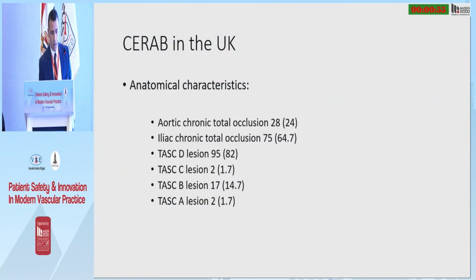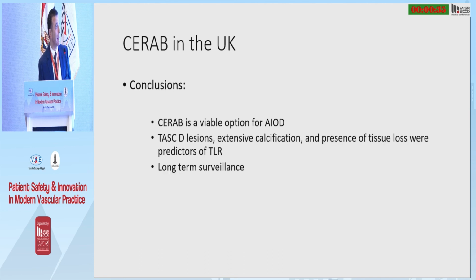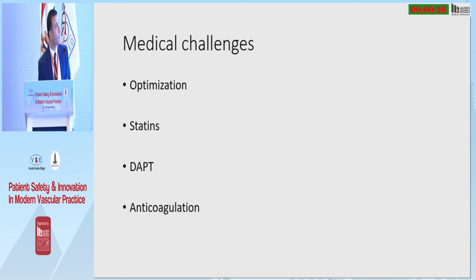they found again that the best outcome was for the CERAB, especially at the early outcome. And again, the same group at St. Thomas's looked at the outcome of CERAB in the UK in more than 116 patients. And the majority of them were for either aortic or iliac occlusive disease. And again, they concluded that it is a very viable option for iliac occlusive disease, mainly for TASC C and TASC D.